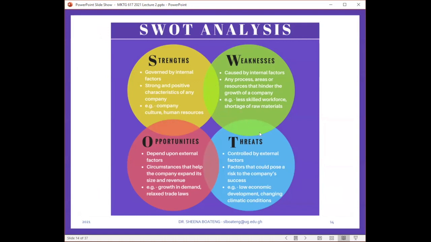Now, of these, one pair is external to the organization, and another pair is internal to the organization. Which pair is external to the organization, and which pair is internal?